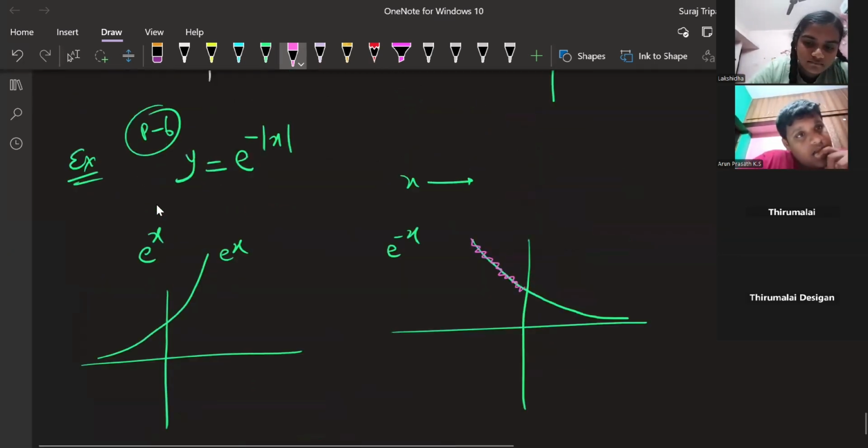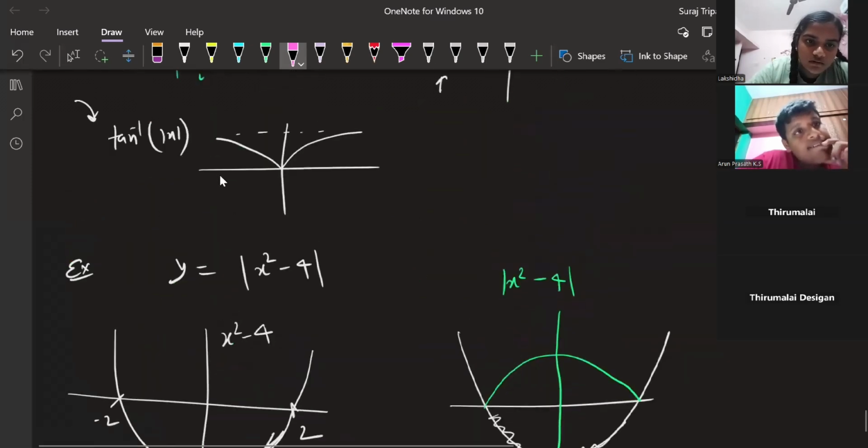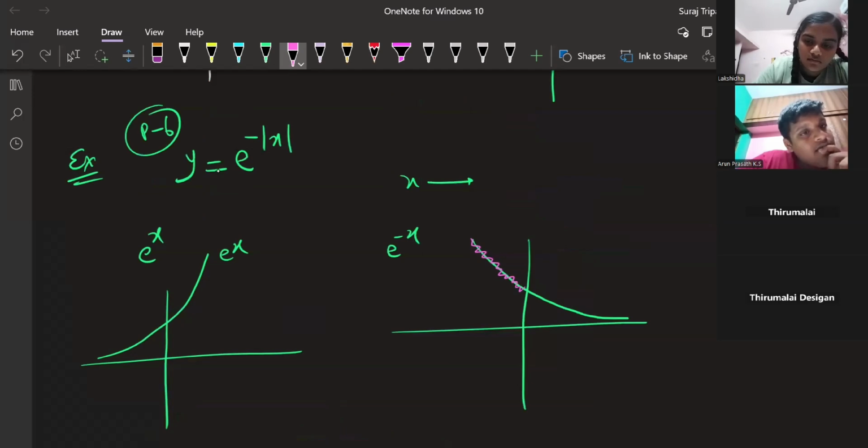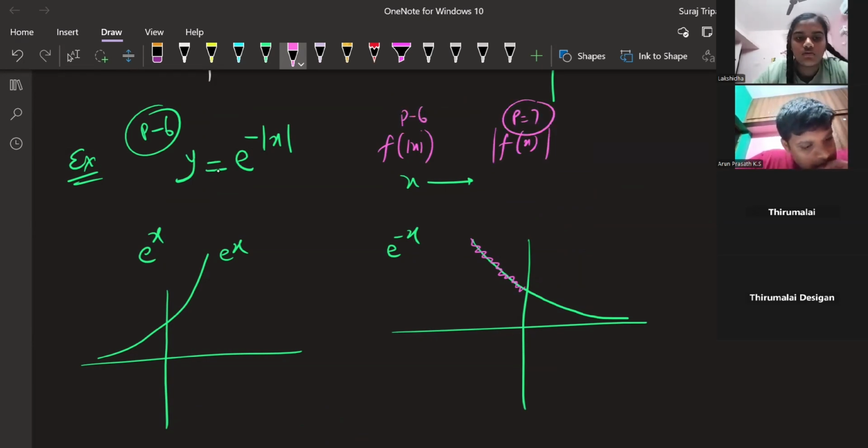See, this is based on property number 6, not this 7, because I'm not taking here modulus of the entire function. I'm just taking modulus of x only. Right? There is a difference: f of mod x and mod of f(x). So this is property number 6. This was property number 7.